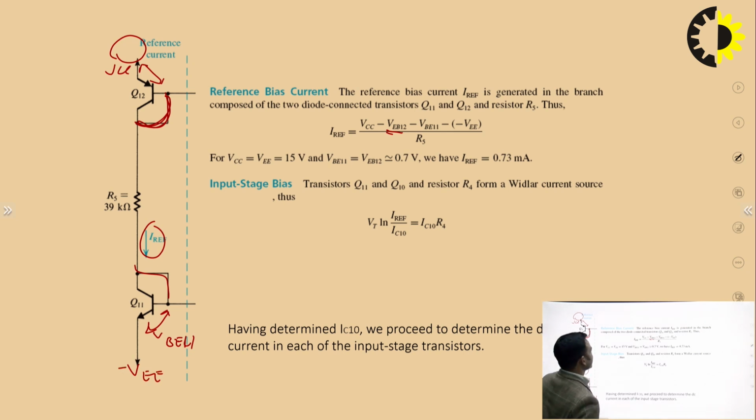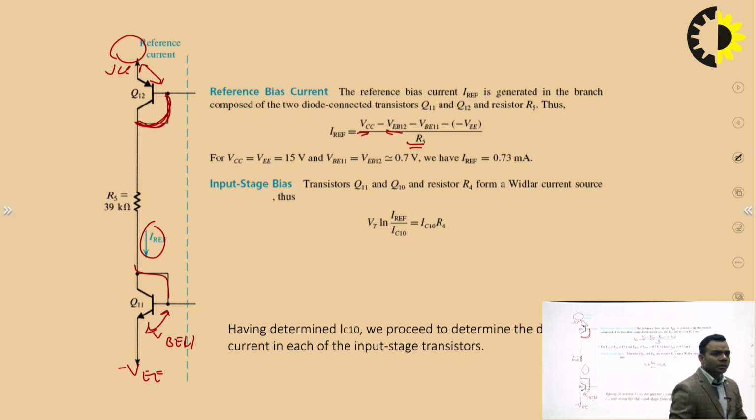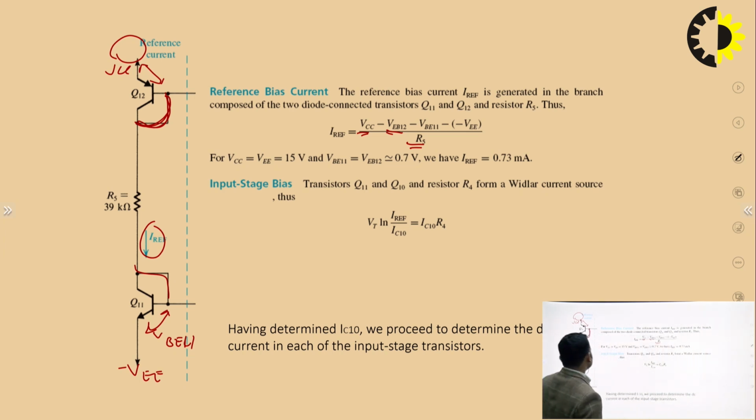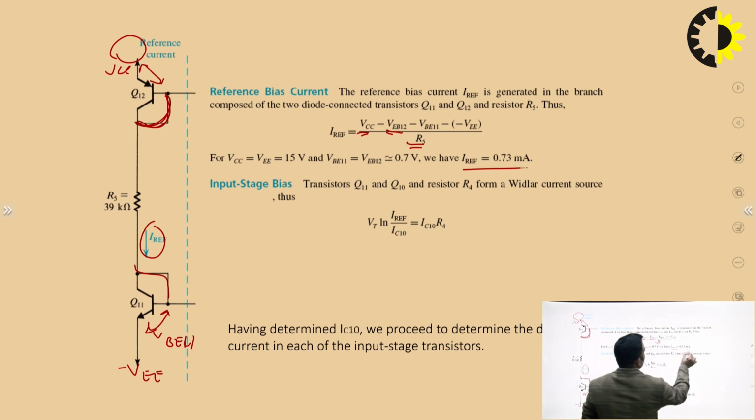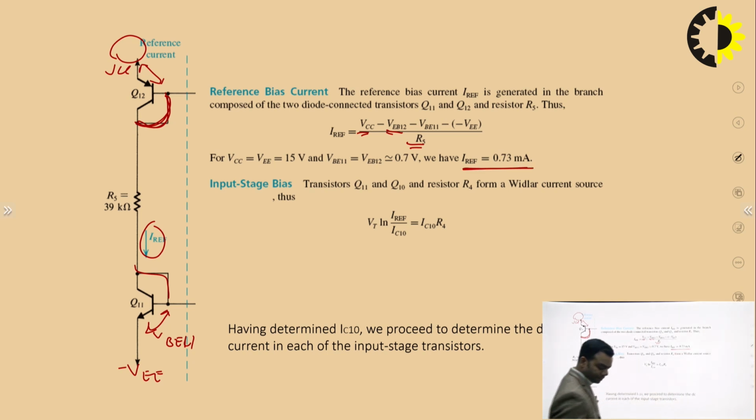So, this reference current will be VCC minus this voltage drop minus this voltage drop, minus VEE, divided by this resistor R5. So, if you put these values, VBE11 and VBE12, equal to 0.7 volt, and if you consider this resistor R5 equal to 39 kilo ohm, then you will get I reference equal to 0.73 milliampere.